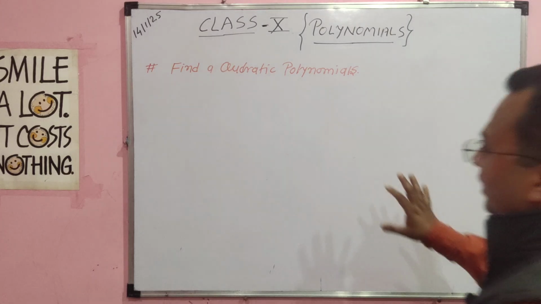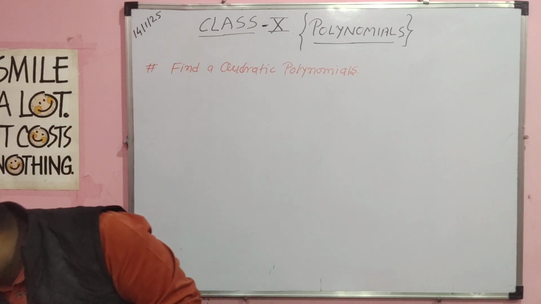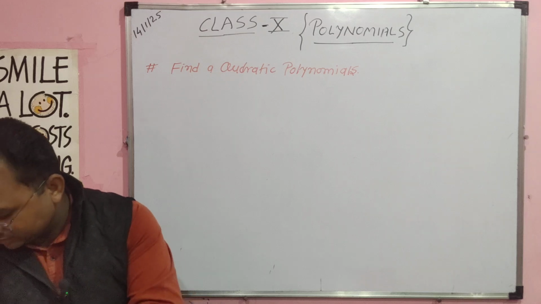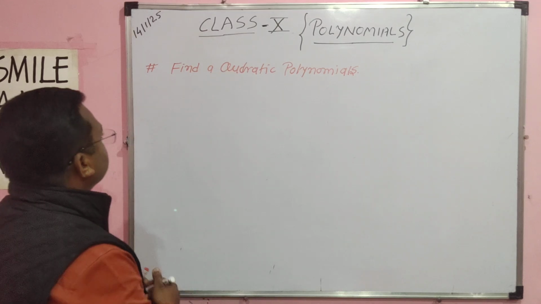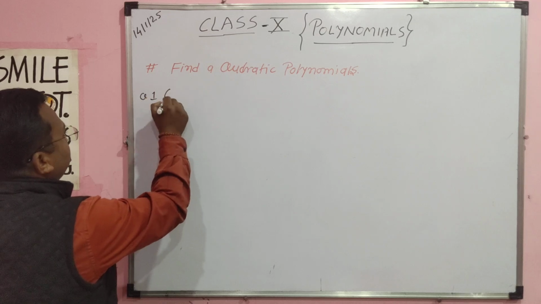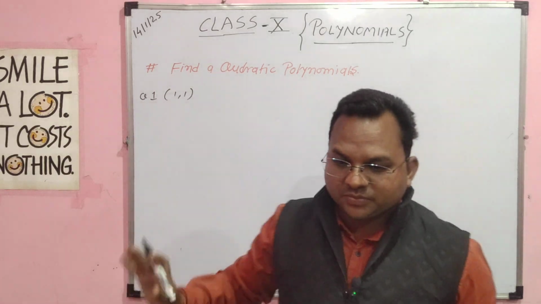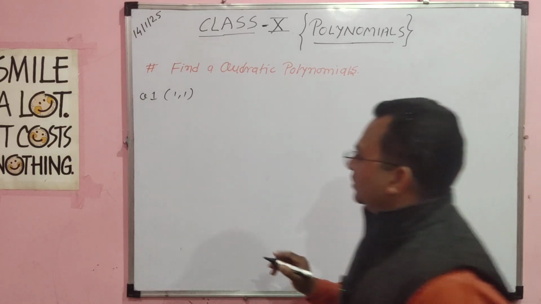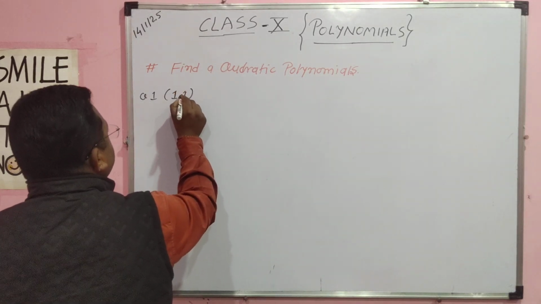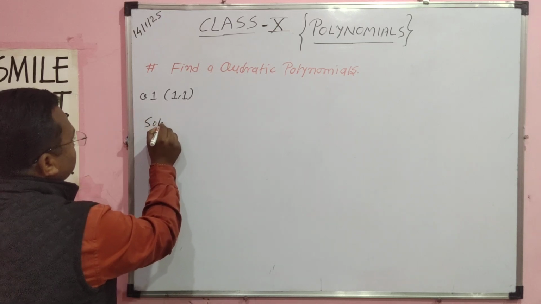So our next question is: find the quadratic polynomial with the given number as sum of zeros and product of zeros. Let me give some examples for you. Question number one is 1 and 1. Okay, so in the question, given are the sum of zeros and the product of zeros.